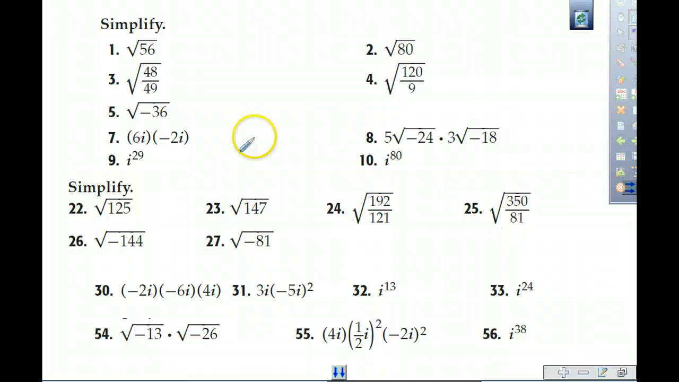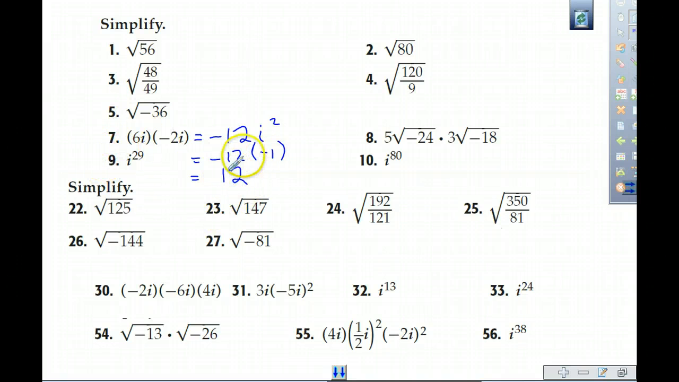So let's look a little bit at how this will be used. On your homework, you'll see things like this. You'll have to know, okay, these are regular numbers, 2 and 6, so we get -12. What is i times i? i squared. Okay, now what does i squared equal? Look at your chart, what does i squared equal? -1. See how that chart's so much easier? -12 times -1 is 12.